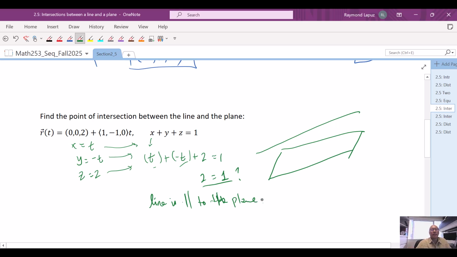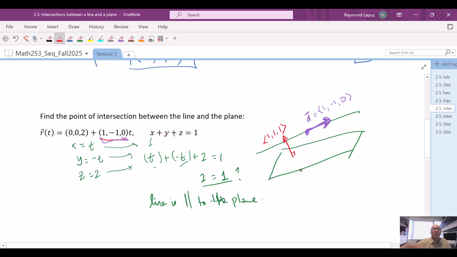And we can verify that by taking the direction vector for the line. So let's say this line has a direction vector that looks like this, and then the plane has a normal vector that's perpendicular. And when we dot those, we should get 0. So let's just quickly do it since we're here. The direction vector for the line is going to be 1, negative 1, 0. And the normal vector for the plane is going to be 1, 1, 1.